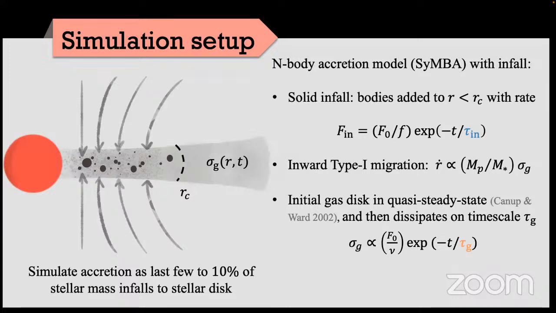And the surface density of the disk is in a quasi-steady state between infall and viscosity, inversely proportional to the viscosity of the disk. For viscosity, we just assume a simple alpha disk model. So the surface density is going to decrease exponentially on a timescale tau_g. So you have two timescales that are going to be important: tau_g, which is just the dissipation of the disk, and tau_in, which is the rate of the infalling material. And we are going to simulate the last few to 10% of the stellar mass.